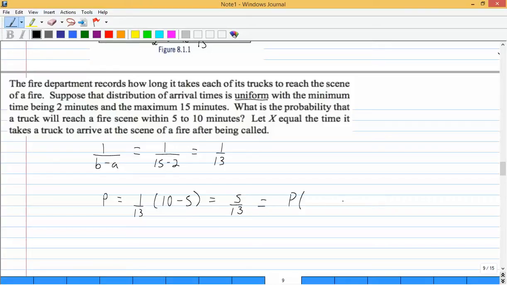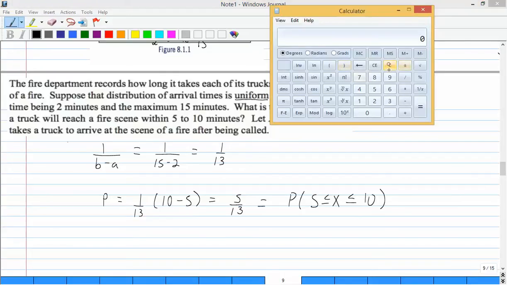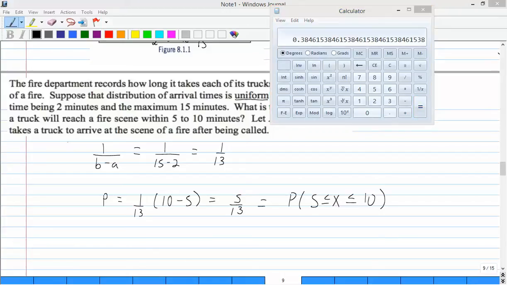That's the probability that the time is going to be greater than or equal to 5 minutes, less than or equal to 10 minutes. And if you wanted to get a decimal, you could. 5 divided by 13. So it looks like about 38.5% of the time, the fire truck will arrive between 5 and 10 minutes for this particular fire department. Now the only thing that would change would be your time frame. For this problem, 1 over b minus a, the probability at any time is 1 over 13.